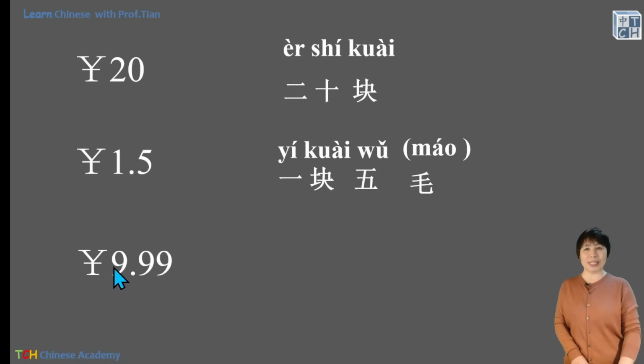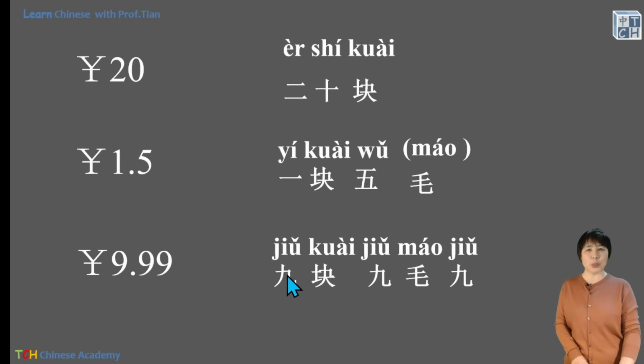And this one, I think in some US stores, the prices are like $9.99, and it's not that common in China, but still we need to know how to say this kind of price. So 9, this is the kuai unit, right? And 99, so we say 9块.